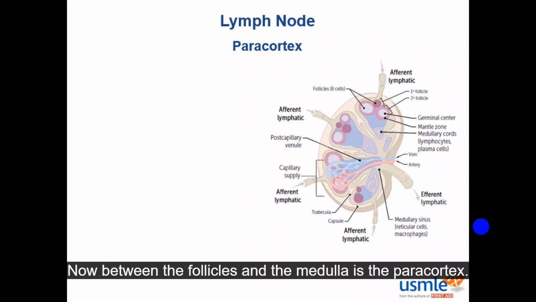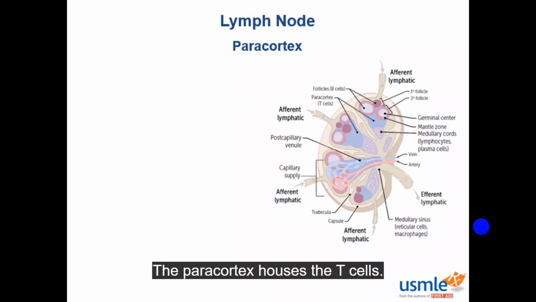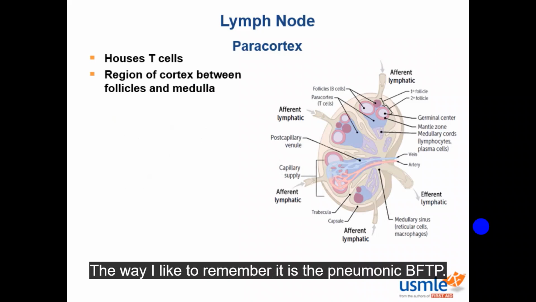Now, between the follicles and the medulla is the paracortex. The paracortex houses the T cells. The way I like to remember it is the mnemonic BFTP.